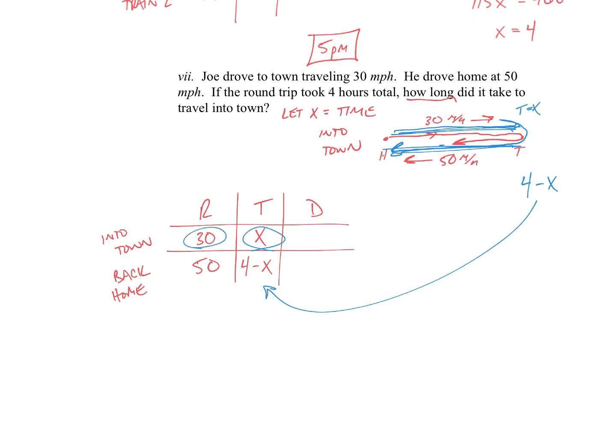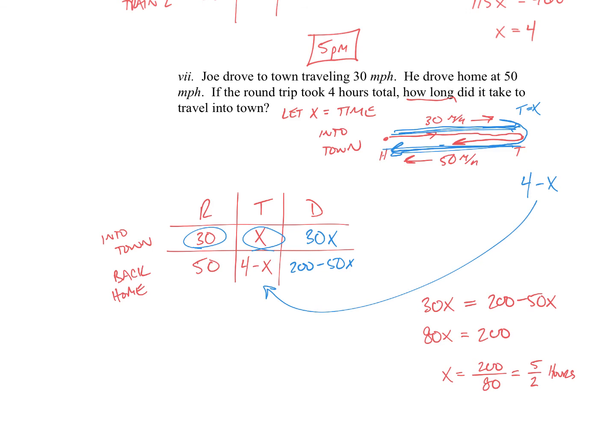So when I do my 30x distance for going into town, and I do my 200 minus 50x coming back from town, what I know is that 30x, which is the distance traveled to get to town, has to be the same as 200 minus 50x, because that's the distance traveled coming back from town. And now I need to solve this equation. So I end up with 200 divided by 80, which I could reduce to 5 halves.